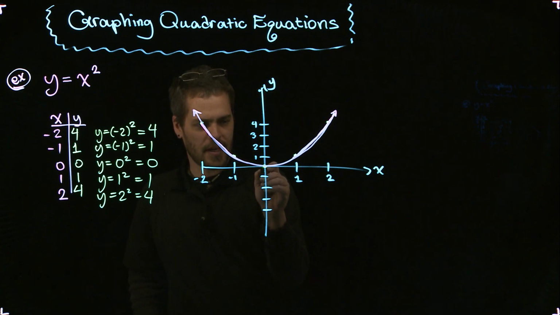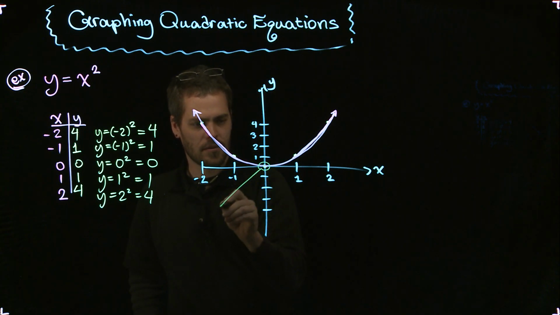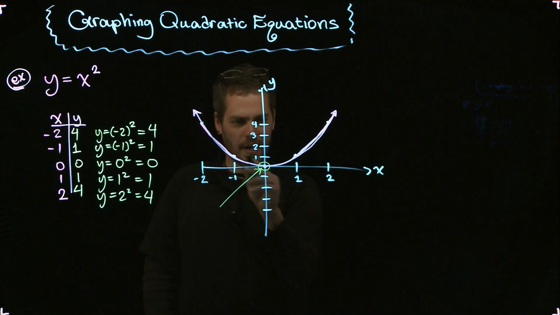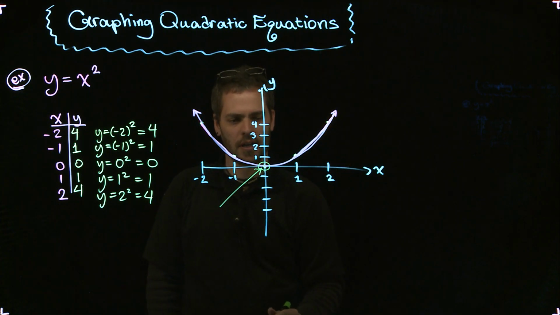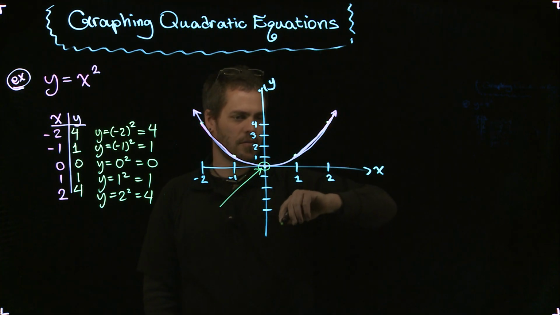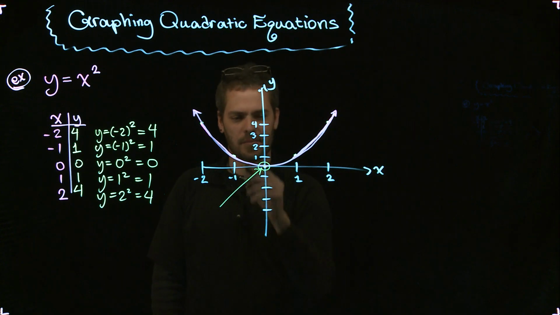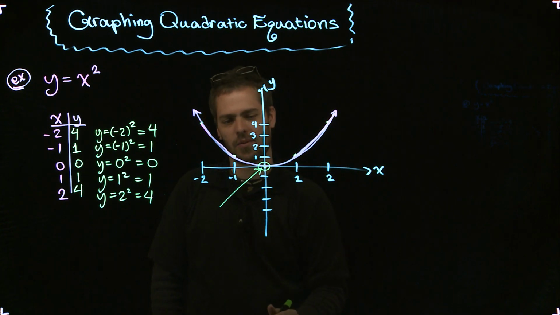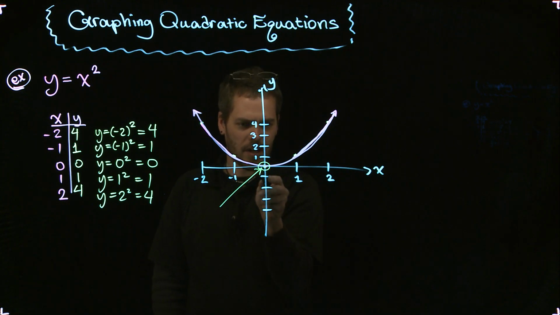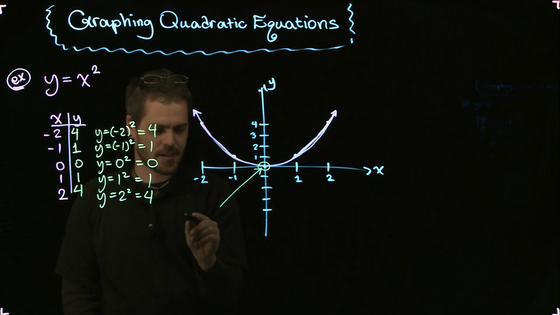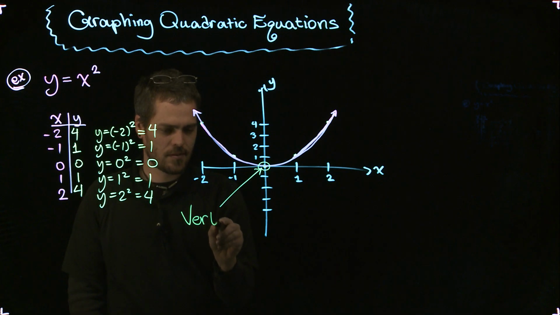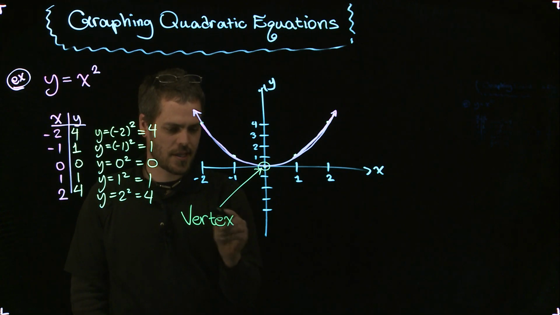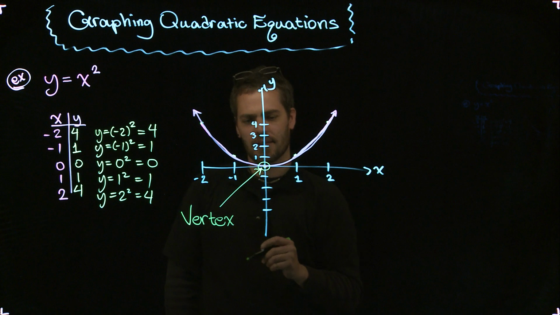And this point right here, which represents the bottom of this curve, or as you'll see later, you can also have a curve going the other way around. So you can have a smiley face or a sad face that all these quadratic equations make when you graph them. But if you're looking at the very bottom or the very top, that thing is called the vertex. Vertex.